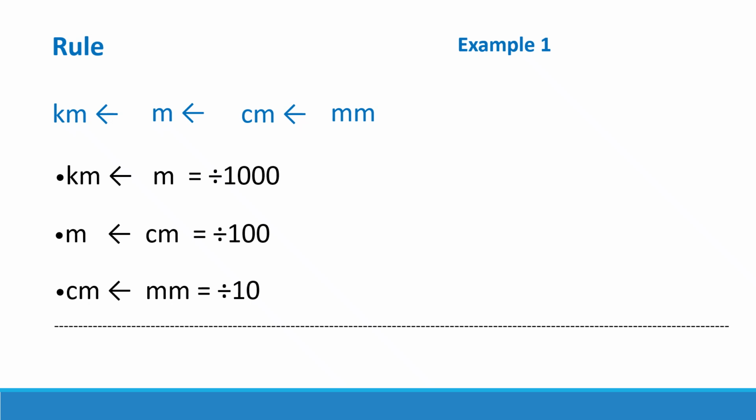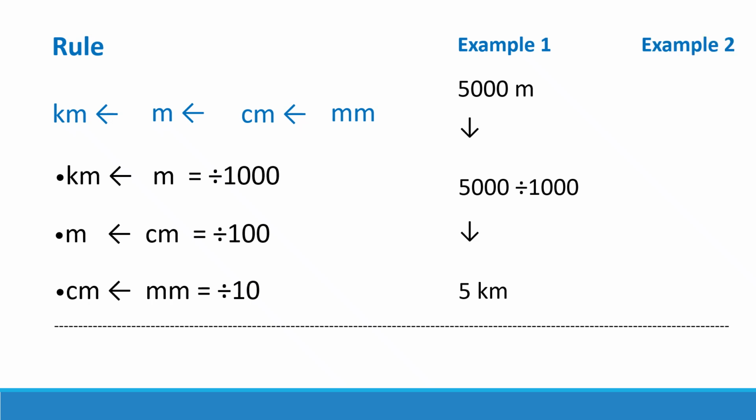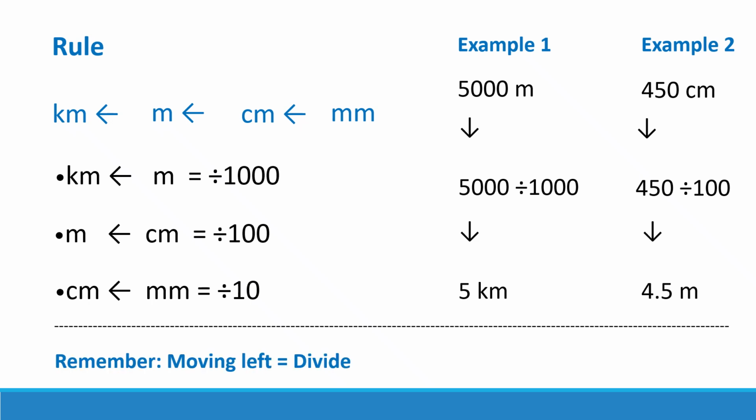Example 1. Convert 5000 meters to kilometers. Since we're moving one step to the left, we divide by 1000. 5000 divided by 1000 equals 5 kilometers. Example 2. Convert 450 centimeters to meters. Again, we're moving one step to the left, so we divide by 100. 450 divided by 100 equals 4.5 meters. Remember, moving left means divide.